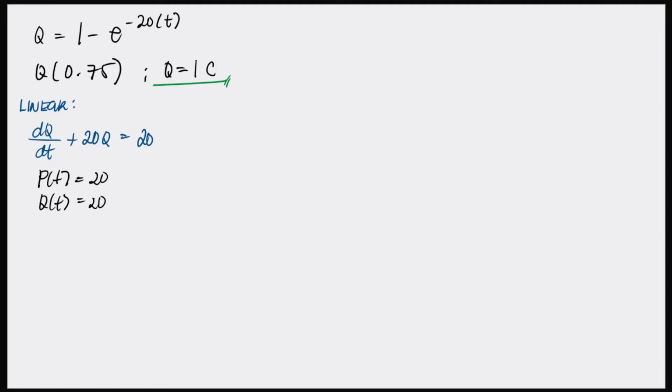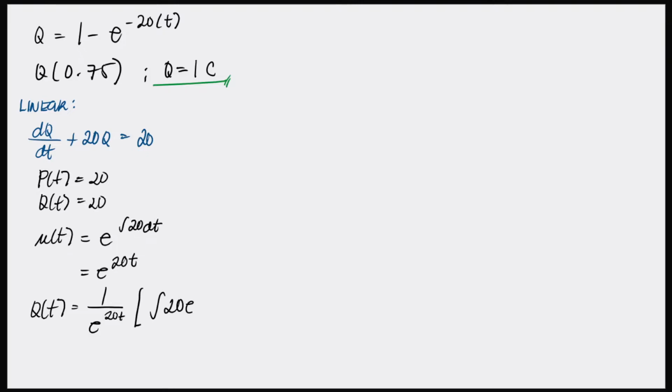Okay, so let's substitute. Mu of t first. Mu of t is equal to e raised to the integral of 20 dt, which is equivalent to e raised to 20t. Then we plug in: Q of t is equal to 1 over e raised to 20t multiplied to the integral of 20 e raised to 20t dt plus c.